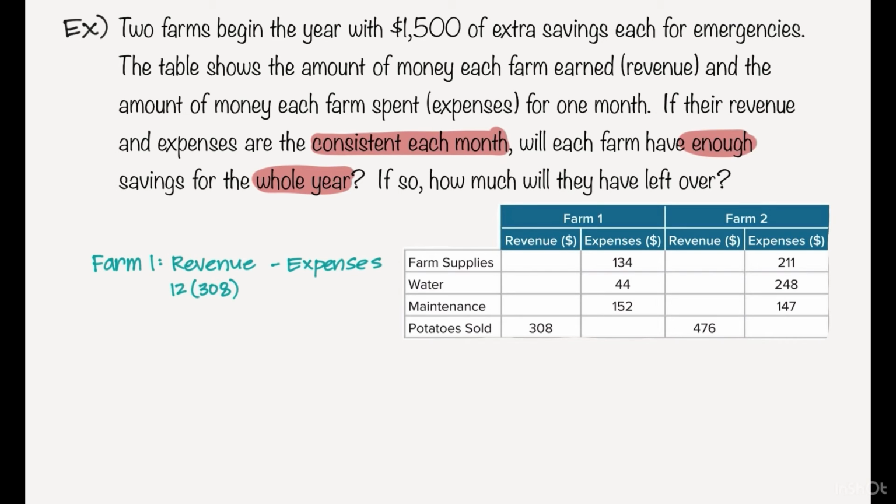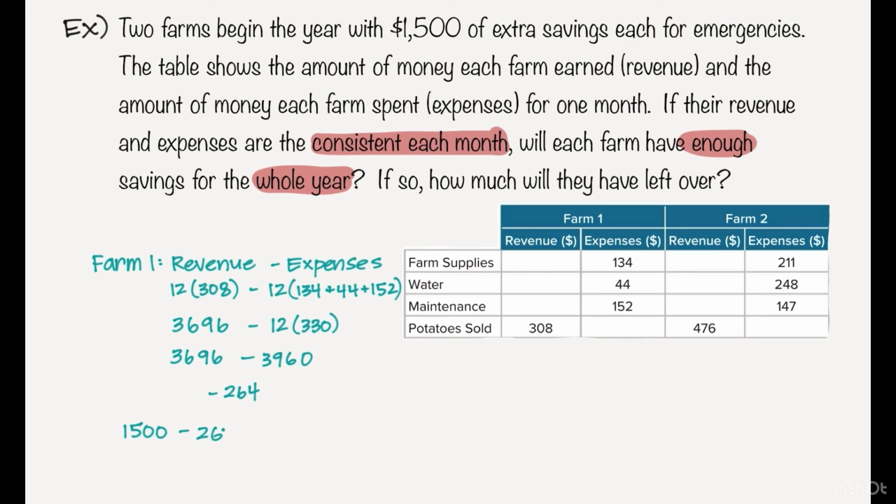So this is going to be 12 times the $308 that I made on the potatoes minus 12 times all of my expenses. That's for the farm supplies, the water, and the maintenance. So when I multiply those values, I get 3,696. And when I add those expenses, they total to 330. So 12 times 330 is 3,960, which gives me a negative value of negative $264, which means I need to borrow from my savings.